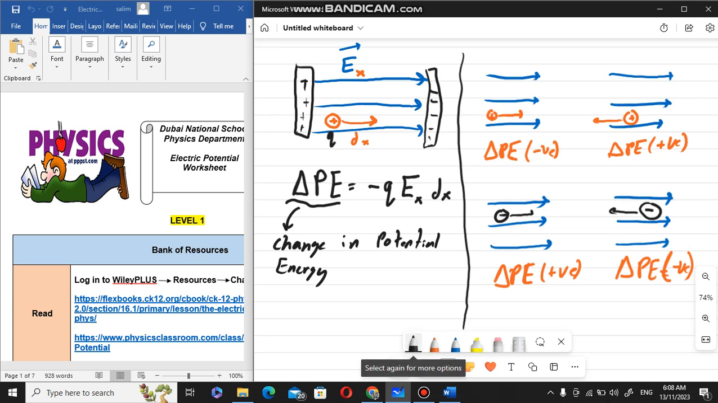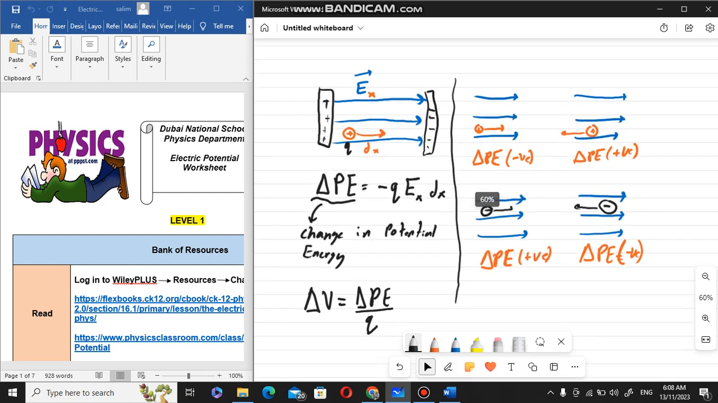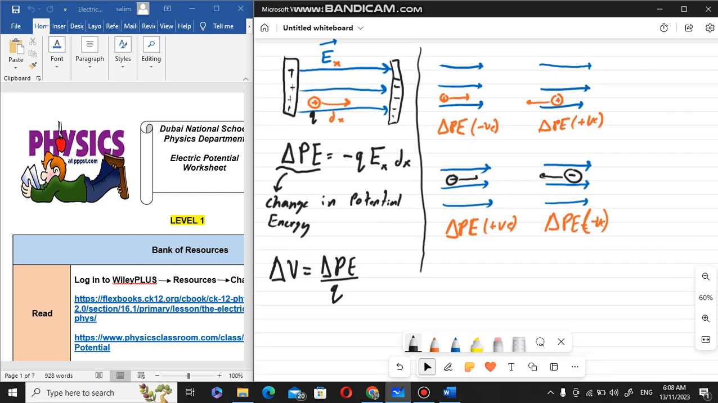We have another variable which we call the change in potential, or potential difference, which we call delta V. So delta V is equal to delta PE, the change in potential energy, over charge. Or we can calculate it using another formula, which is the following: delta V is equal to minus Ed.